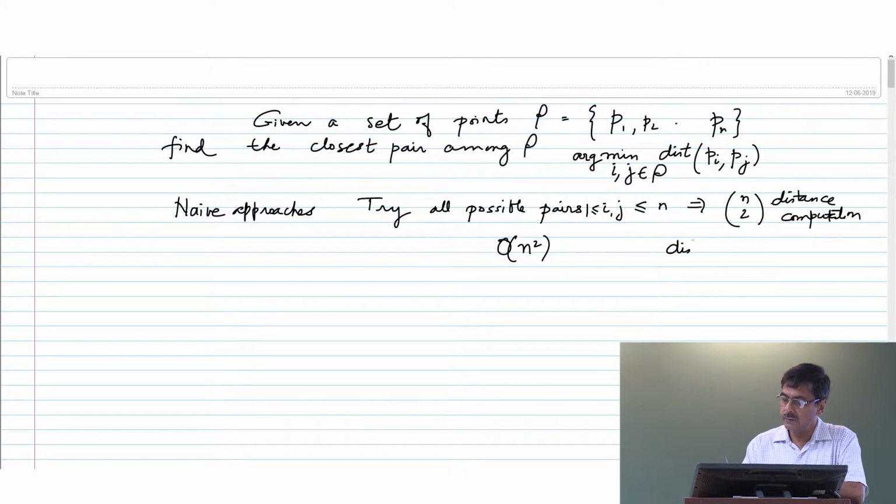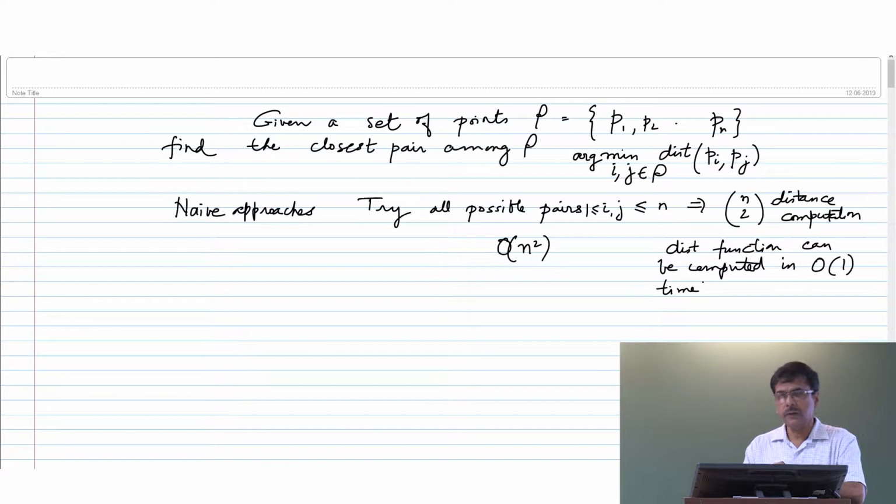So, the distance function can be computed, and you do not even have to compute the square roots basically, because I can work with the squares of distance also. If you are looking at Euclidean norms, I do not need to compute the square root. I can work even with the distance squared actually. That will suffice. So, order n square is the time complexity for this algorithm. So, the question is: can we do better?